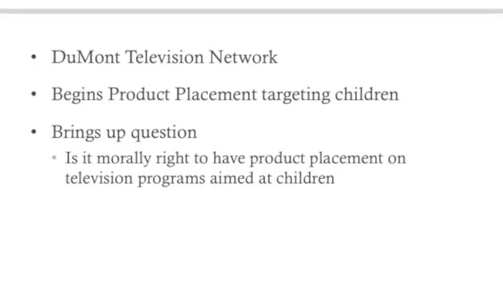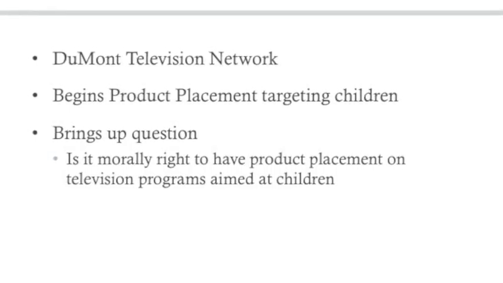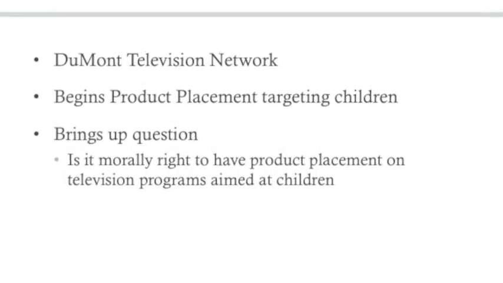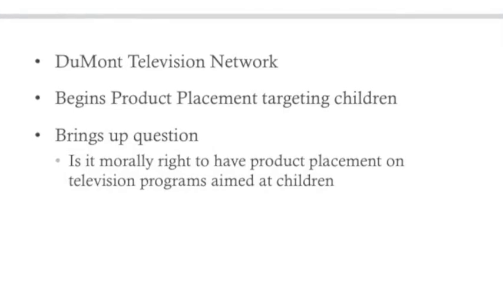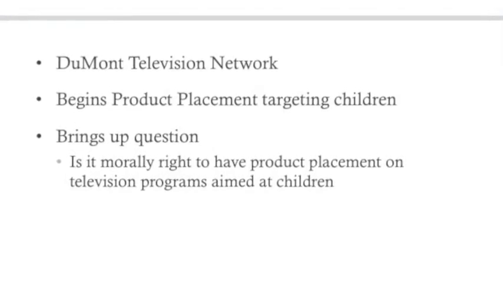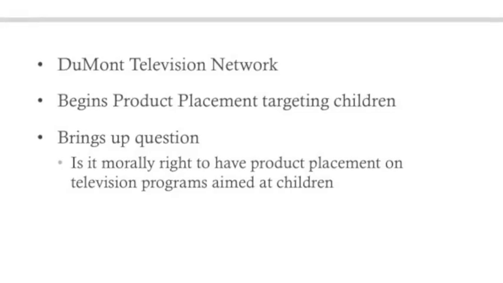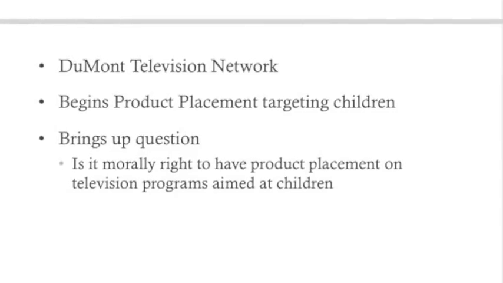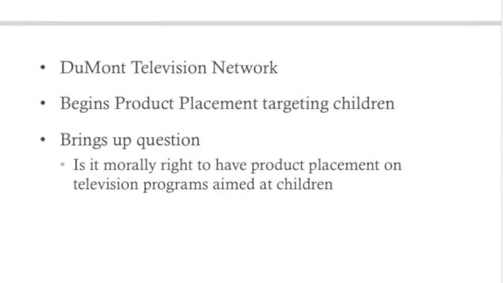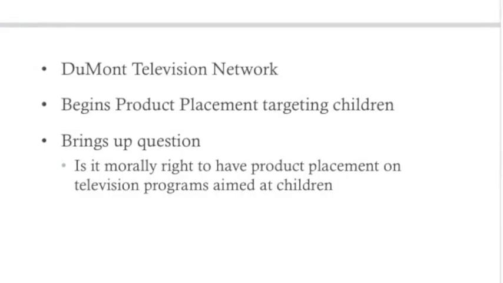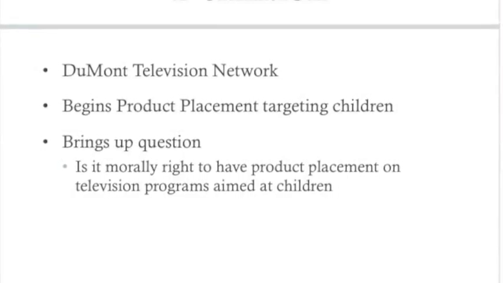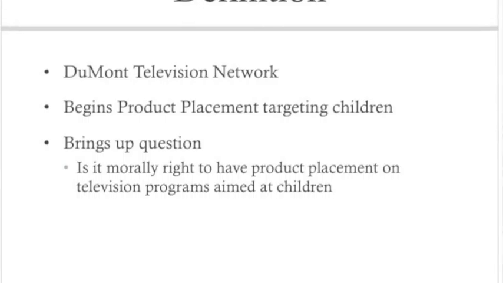So first, let's define the situation. Basically, Dumont is your average television network, much like The CW or Ion Television. Dumont used to have great success with its Saturday morning time slot with shows targeted towards children, but recently it started losing money. In order to stop the bleeding, some executives decide that product placement is the route to go.